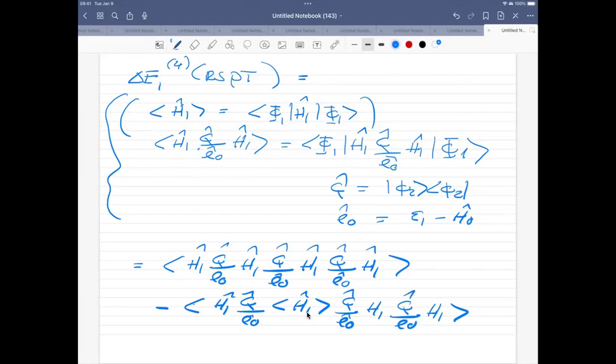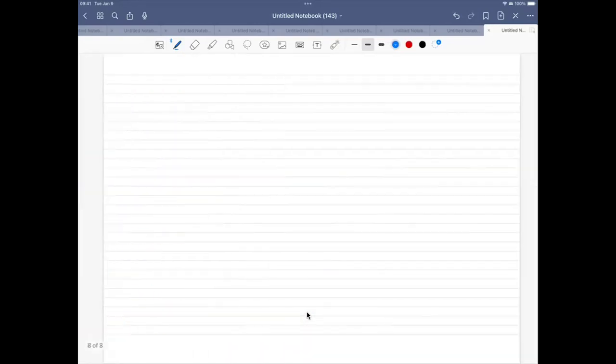And I have 3 more terms. So let's write out all the terms. This is just based on a regrouping of the expansion of the expression for the correlation energy in terms of the delta E1, the correlation energy itself. So we regroup everything in terms of the interaction to a given order.